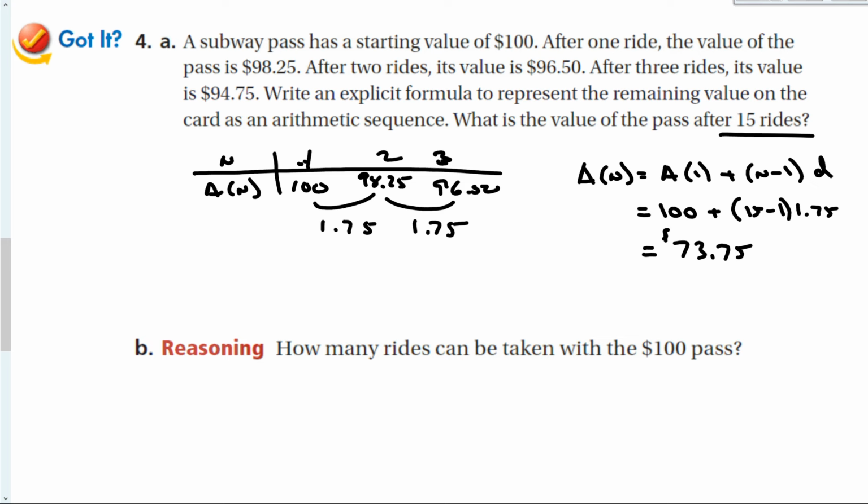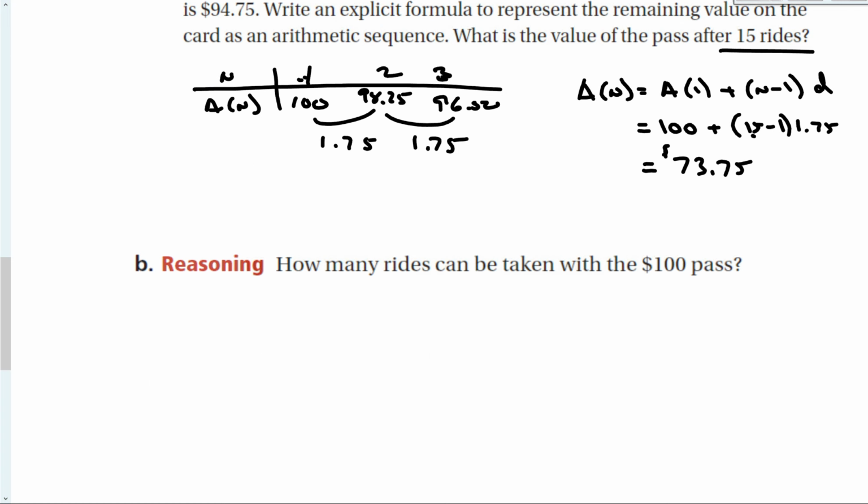How many rides can be taken with the $100 pass? At the end of this, we want to solve for that number right there, and we want to find out when the value is equal to 0. So set it equal to 0, and we still start at 100 plus n minus 1 times my difference, which is 1.75. Now my variable is right there. Let's subtract 100 from both sides.